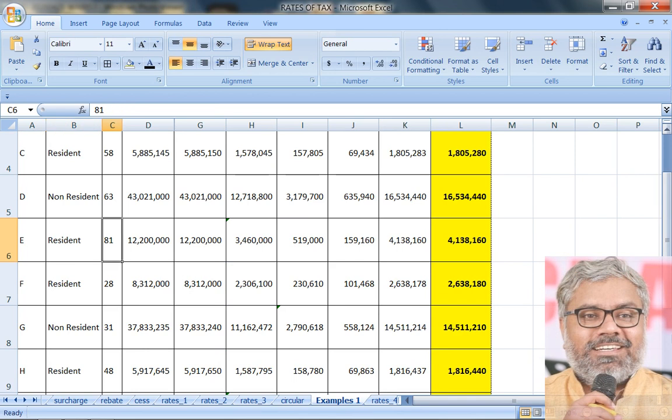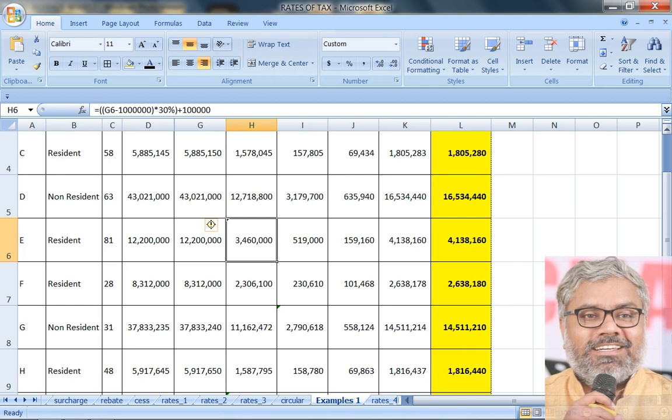Then E. E is a resident, 81 years. Resident 81 years. You have to be careful here. This guy is a super senior citizen. For a resident, the calculation will be different now. Income is 1 crore 22 lakhs. Look at the calculation. Calculation is not same. Income minus 10 lakhs into 30% is okay. But how much should we add for a person who is a super senior citizen? Instead of 1,12,500, we should add only 1 lakh. Because the higher basic exemption limit of 5 lakhs is applicable for that person.